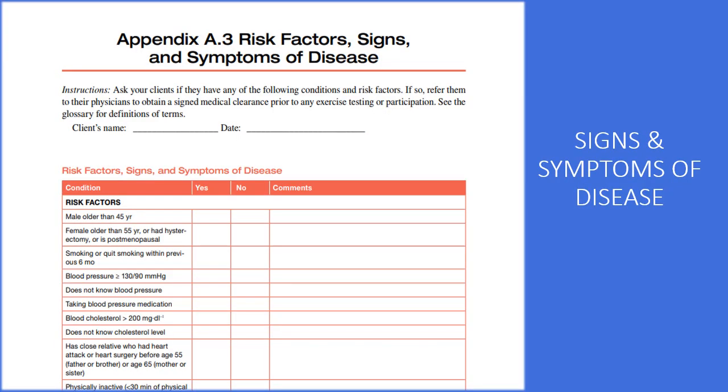This is an example of a signs and symptoms form for cardiovascular disease. It shows all of the risk factors in the chart, and if a relative such as your mother, father, brother, or sister has a heart attack, for guys before the age of 55 and for girls before the age of 65, and they died from it, that means that you need to get a physician's approval. Or if you have chest pains or trouble breathing, you also need a physician's approval.